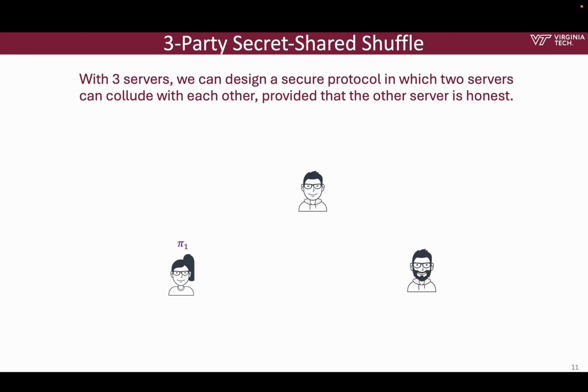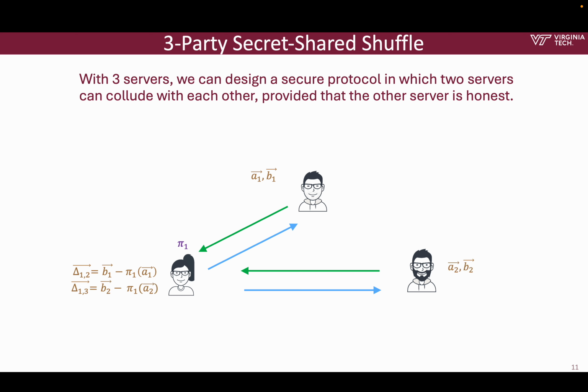The pre-processing phase works as follows. First, party P1, who holds permutation pi1, interacts with party P2 and P3 to learn delta 1-2 and delta 1-3 respectively, and party P2 and P3 also learn A1, B1 and A2, B2 during this process. Then party P2, who holds permutation pi2, interacts with party P3 to learn delta 2 and delta 2 prime, and party P3 learns A3 and B3 in this process.